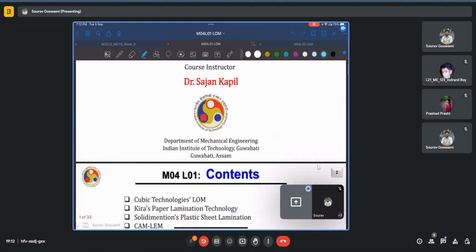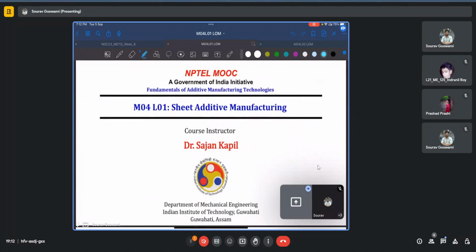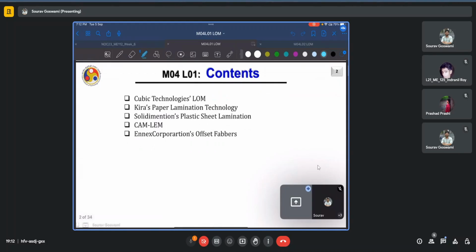For recapitulation purposes, we'll make use of Professor Kapil's slides. In the first lecture this week, many sheet additive manufacturing processes were covered. Among them were Cubic Technologies' LOM, Ireland's paper lamination technology, Solidimension's plastic sheet lamination, CAM-LEM, which is computer-aided manufacturing of laminated engineering materials, and Nextcorp's offset fibers. Not much used, but for the sake of completion, we'll cover all of them.